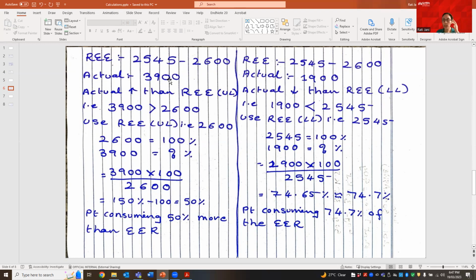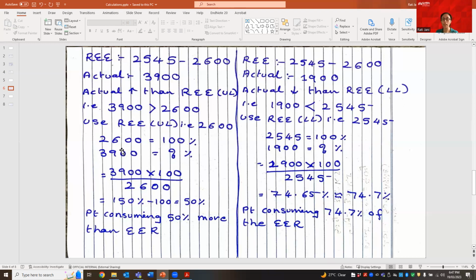Okay. So over here, all of my calculations will be with respect to the upper limit because the patient has crossed the upper limit and he's eating more calories than the upper limit, the maximum amount of calories which is recommended. So you have 3,900, which is more than your 2,600, the upper limit for the recommended energy intake. So I will use the upper limit for my calculations.